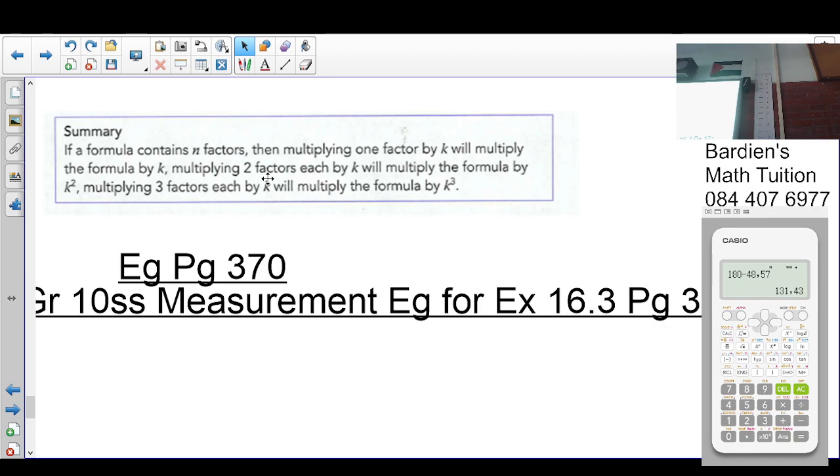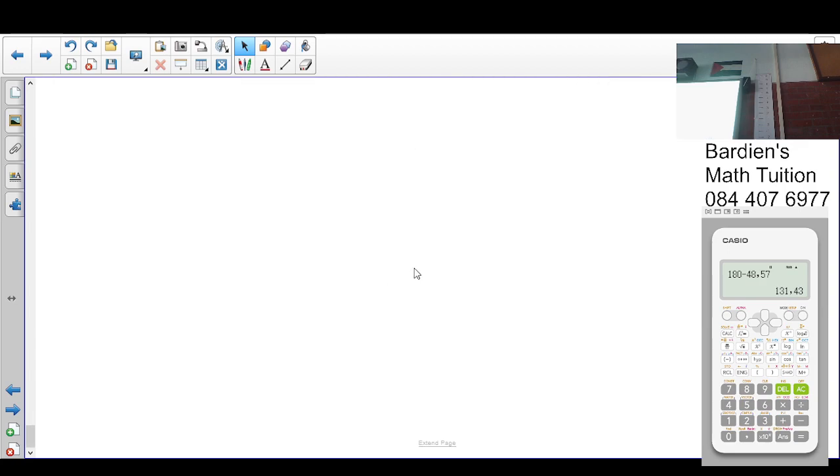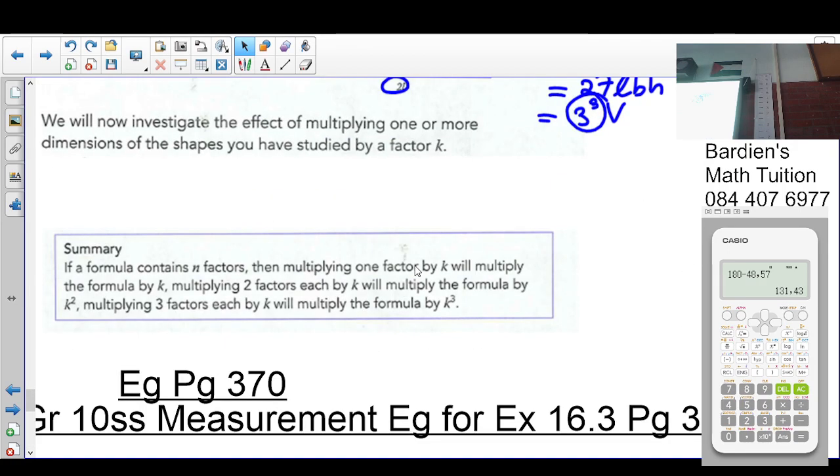And with that, you should be able to answer exercise 16.3. The full lesson, where we have covered all the odd numbers of 16.3, can be found in the description box below. Okay, you guys can get started with it now.